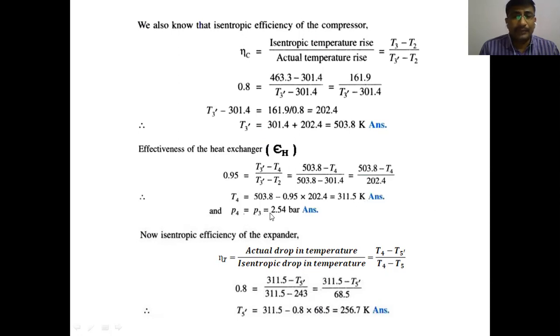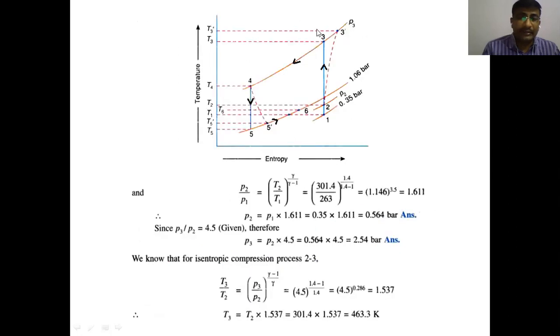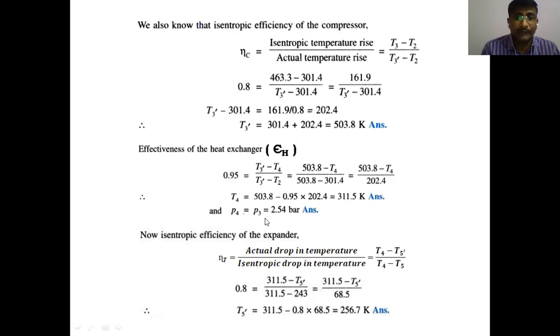And P4 equal to P3. We know that the pressure is constant during the heat exchanging process. P3 dash or P3 or P4, both are the same. These are constant pressure lines, same pressure, P3 equal to P4, which is 2.54 as earlier calculated. Students, did you get it?